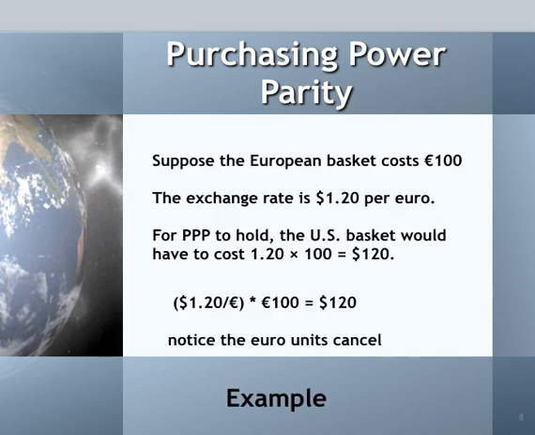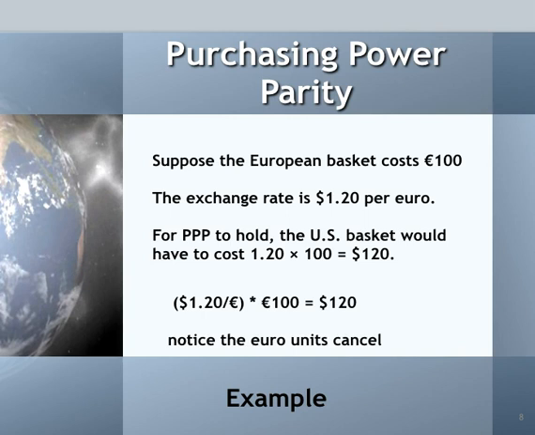So here's a quick example. We have a European basket, it costs 100 euros. And we have the exchange rate of dollars per euro of $1.20 per euro. So notice euro is in the denominator. Dollars is in the numerator.